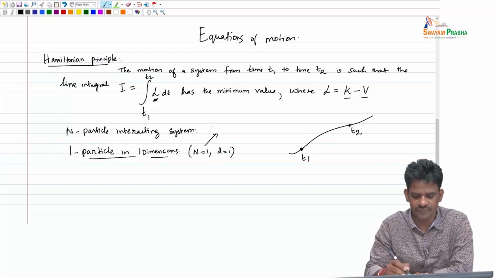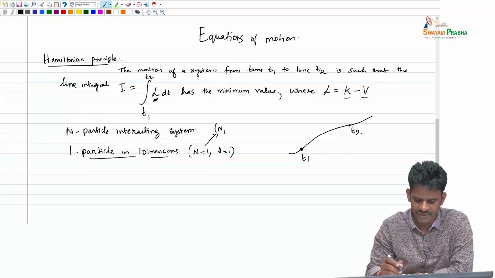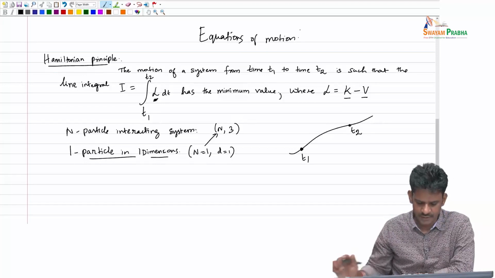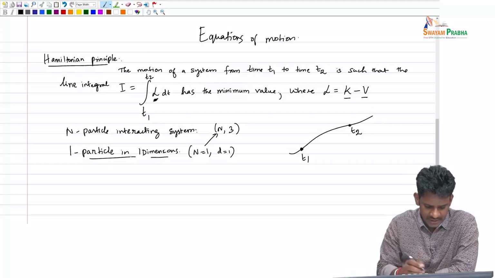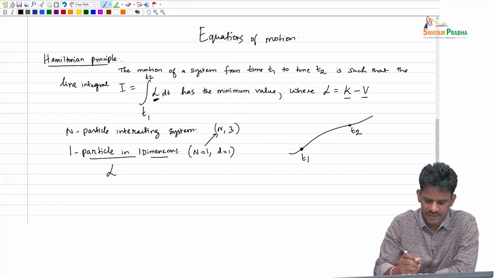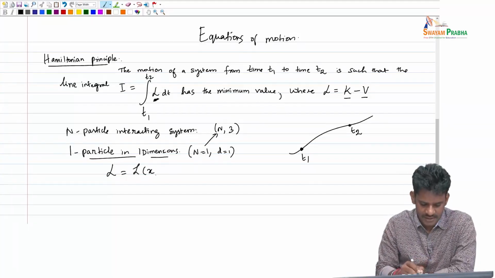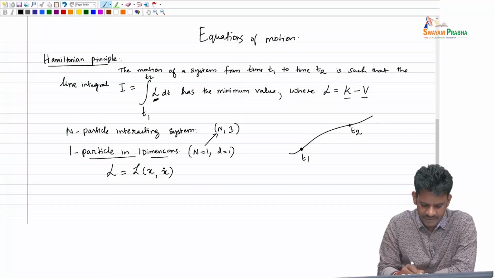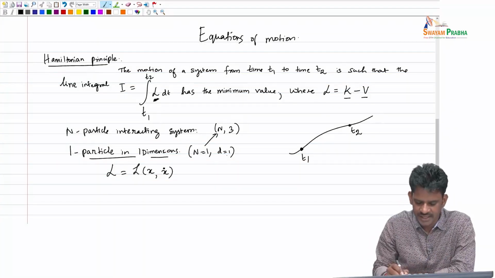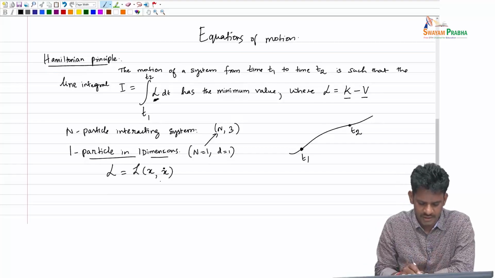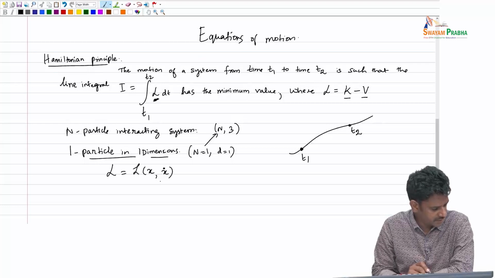Whereas, once we know this, we can generalize this to an n particle system in a 3-dimensional system. So, first of all, in the case of a one dimensional and one particle system, this Lagrangian L that we have defined here can be written as a function of the position x and its time derivative x dot. I use x because I have only one dimension, so its position can be described by one single coordinate, which is x, and its velocity can be written as the time derivative of the position, which is x dot.